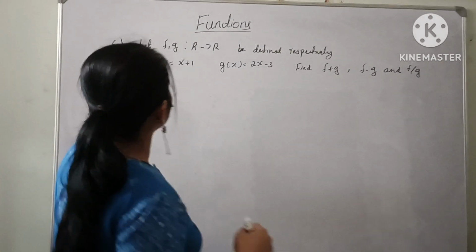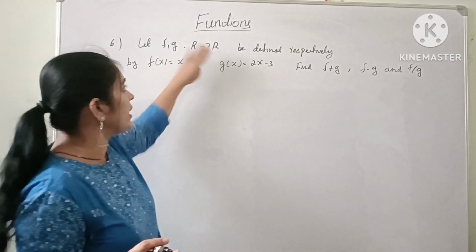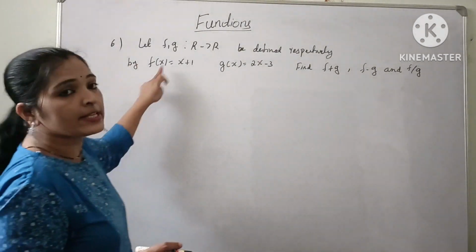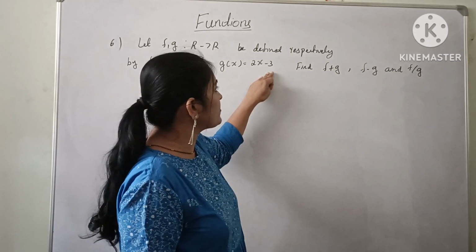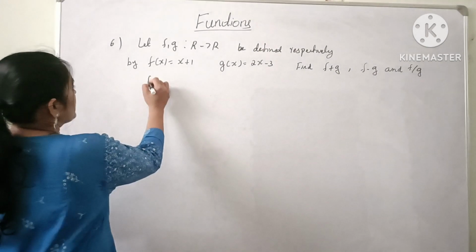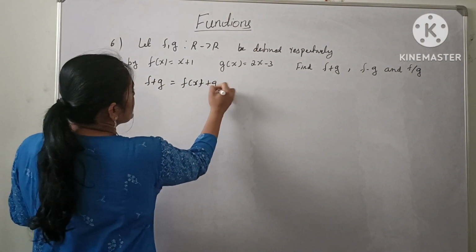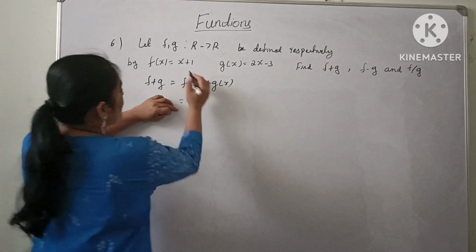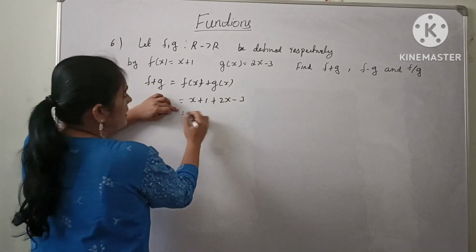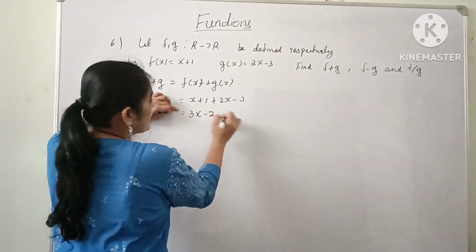See our next very simple question. Let f, g, two functions from R to R, okay, real valued functions, be defined respectively by f of x is equal to x plus 1, g of x is equal to 2x minus 3. Find f plus g, f minus g, and f divided by g. See, f plus g, that is nothing but f of x plus g of x. Okay, that is x plus 1 plus 2x minus 3. That is x plus 2x, 3x, 1 minus 3, minus 2.